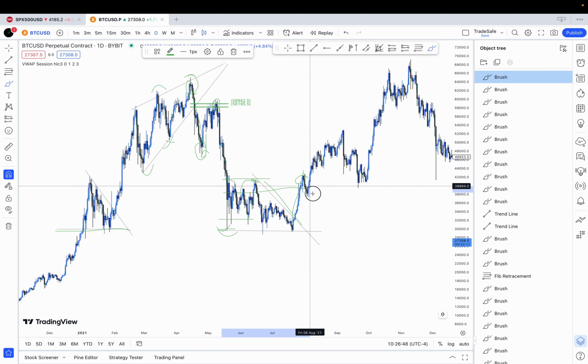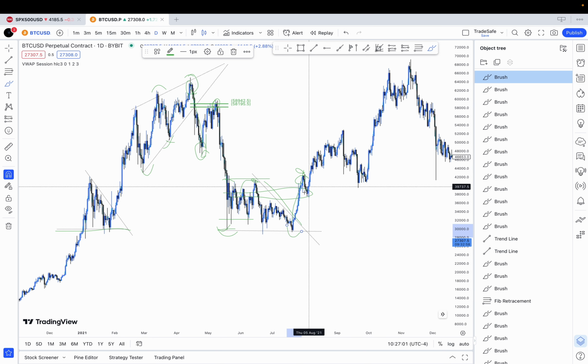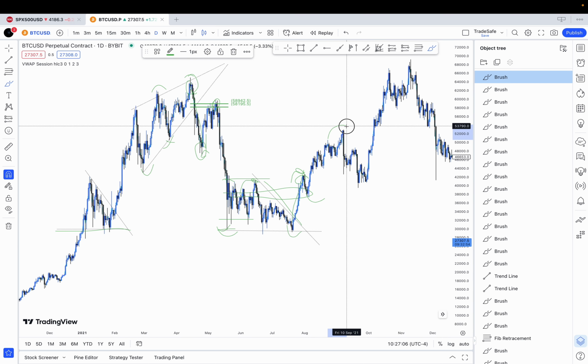Got a back test of this previous support after making a new local high, changing the market structure from bearish back to bullish. And now we've created a new low down here. We've created a new high. We've created a new low. And we've created a new high up here.